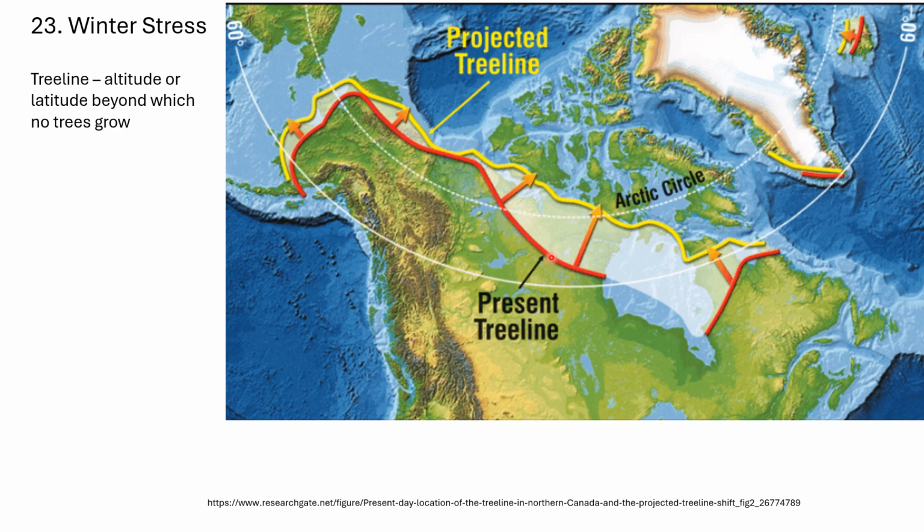If you move further north beyond this tree line, you don't see trees. And they're talking about how, with climate change, the projected tree line based on those models is going to be much further north than the current tree line. And why is that? Well, it has to do with a changing climate and less stress for those trees in a warmer climate scenario.